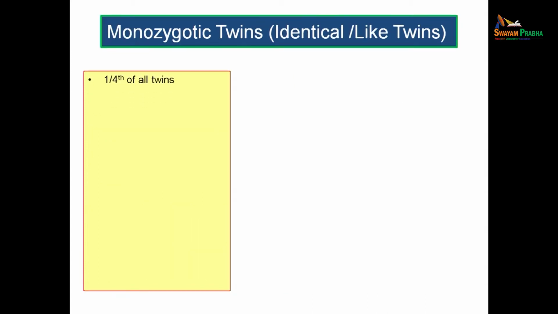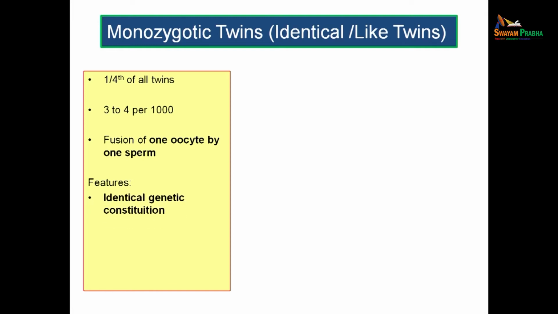Now, let us see what you mean by a monozygotic twin, otherwise known as identical twin or like twins. And this is 1/4 of all different types of twinning, and it occurs about 3 to 4 per 1000 live births. This happens when an oocyte is fertilized by one single sperm, and later the zygote will split up to form the twins. So, what could be the features of a monozygotic twin? They will have identical genetic constitution because the twins are derived from a single zygote. They will have similar appearance and structure.